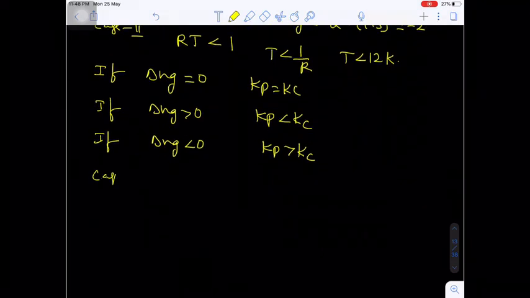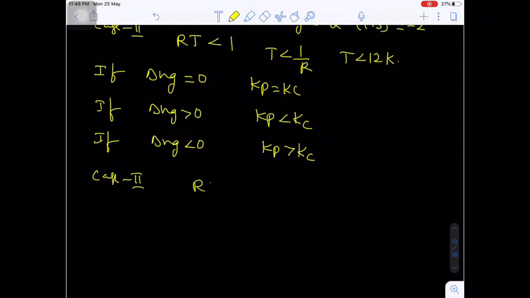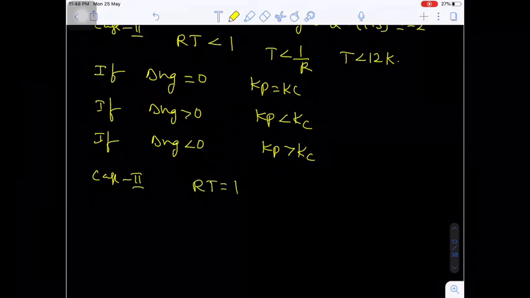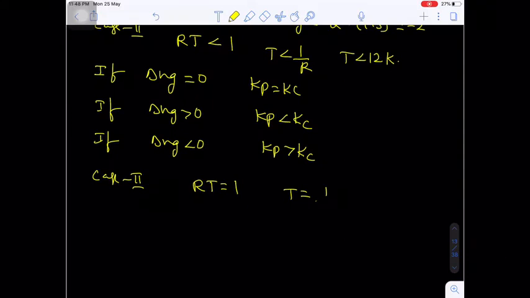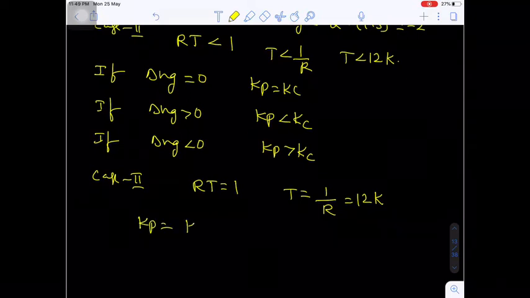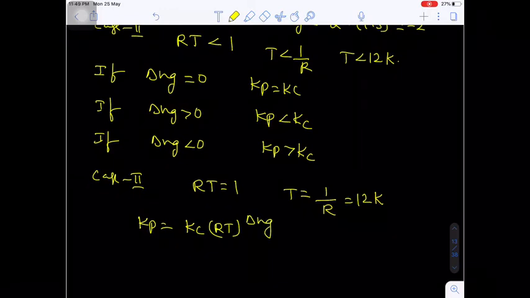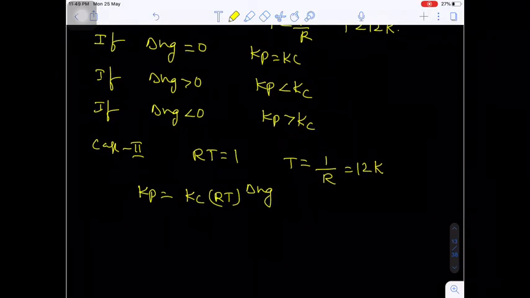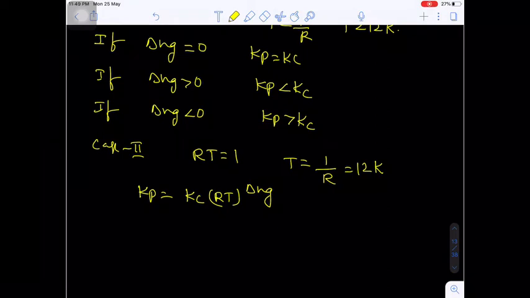And one more important one is there. Let's suppose the RT value is exactly 1, that means temperature is 1 by R, that is equal to 12 Kelvin. This is also one assumption. Now Kp is equal to what? Kc (RT) whole to the power delta Ng. Here the base is 1. 1 to the power anything is 1. So here Kp is equal to Kc.